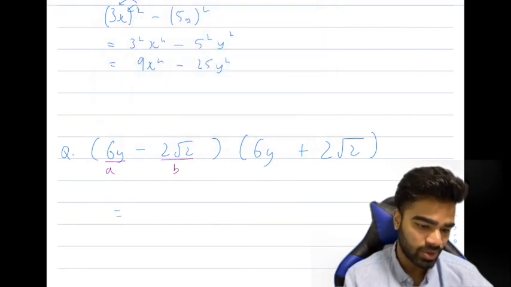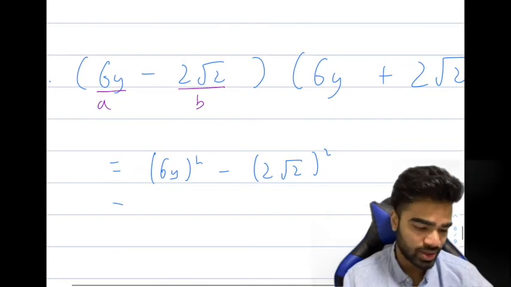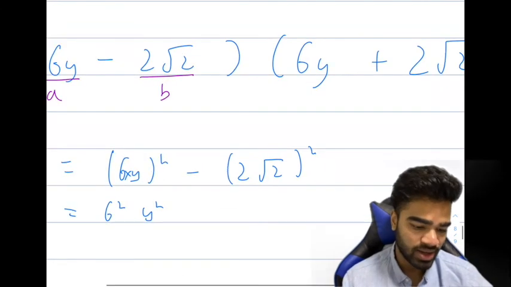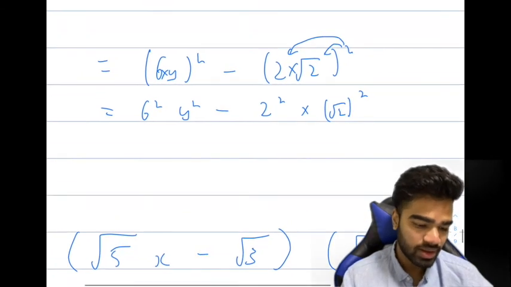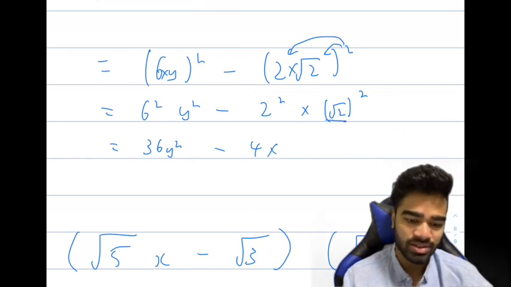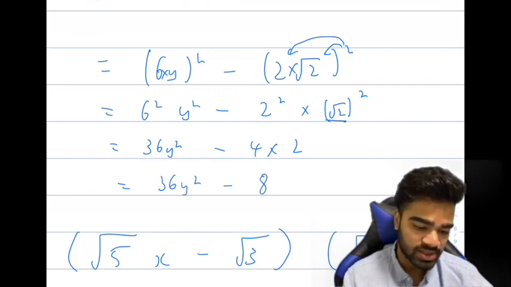So you take your a. What is a? A is 6y. Square it, minus b. B is 2 root 2. Square it. Okay, let's do it. What is 6y squared? It's 6 squared y squared, because they're multiplying here, and you have to expand the square in. Minus, and you do the same thing here. You multiply and you expand the square in. So it's going to be 2 squared times root 2 squared. That's it. Let's do it. So 6 squared is 36y squared. Minus 2 squared is 4 times, what's root 2 squared? We talked about it. It's just root 2 times root 2, which is 2. So what are you left with? 36y squared minus 8. And that's it.